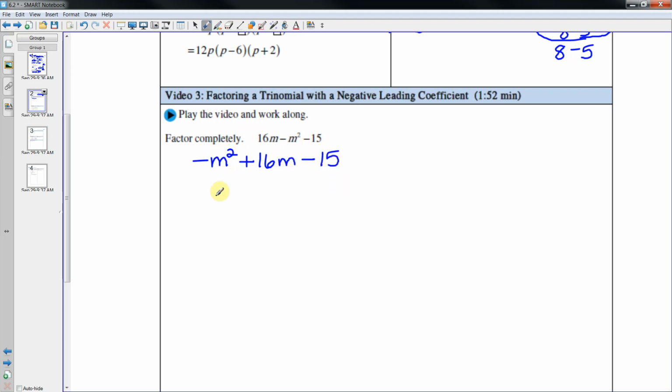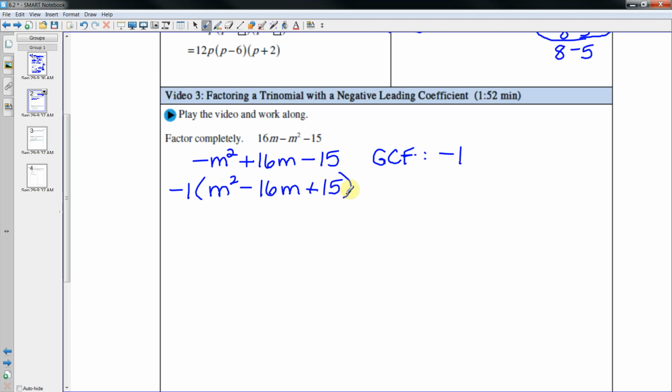Now, you cannot factor this problem with that negative in the very front with the m squared because it's just going to be very difficult. So the best thing to do is to take out, I'm going to call it a GCF, but we're really just dividing out a negative 1 since there's no other number in front of that m. I'm going to take out a negative 1, and so that's going to change these signs. M squared minus 16m plus 15.